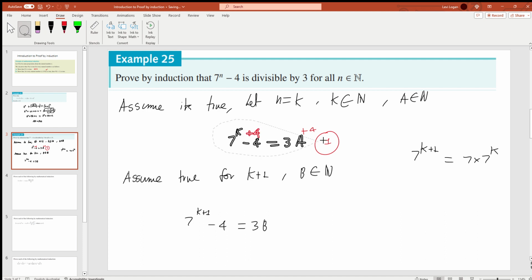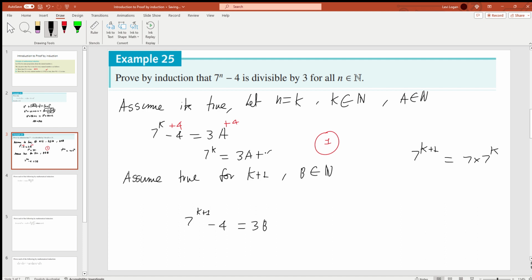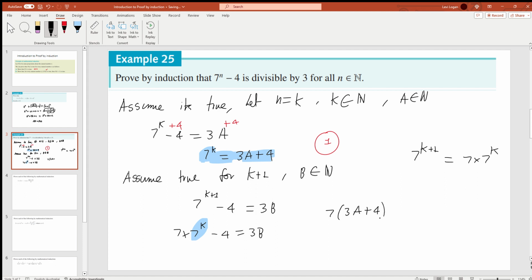So let's just do that real quick. If I move that there, I would have 7^k equals 3a plus 4. So now I've got an expression for 7^k. I'm going to change how that looks. I'm going to apply my index law here, so I'll have 7 times 7 to the power of k minus 4 equals 3b. Then I'm going to substitute this in for 7^k because it's equal to it. So I'm going to get 7 times (3a plus 4) minus 4 equals 3b.